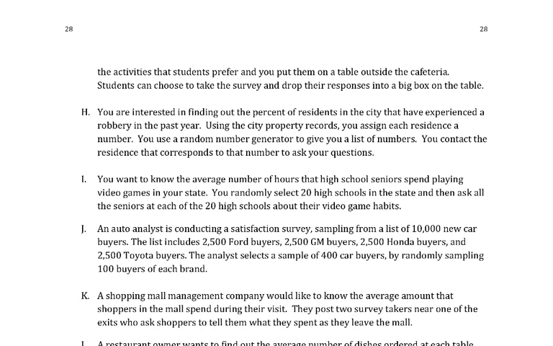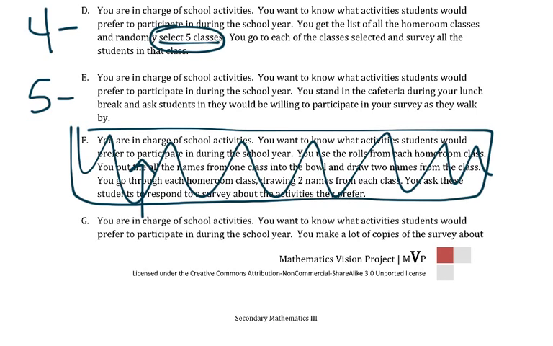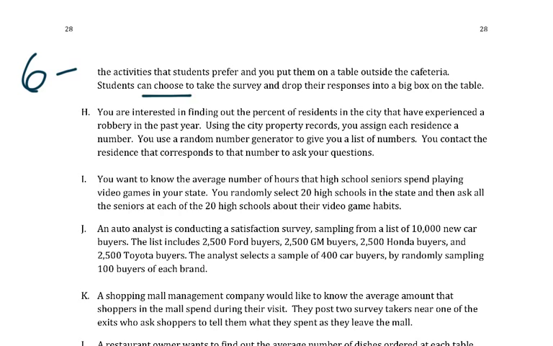Yeah, so this one would be a volunteer. That's number 6, because they're choosing to do it. You're not going out to ask them, they actually come if they want to take the survey. Whereas in E, you are physically asking the students. That's more of a convenience. Okay, so now H.